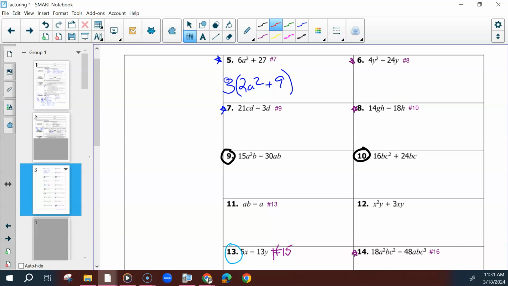Let's do 7. What do those have in common? 3. Anything else? 6. So I can't divide 21 by 6, so it's not a number. 3 and D. So if we're dividing both by 3D, what's left? 7C minus 1. Yes. If you divide by 3D.